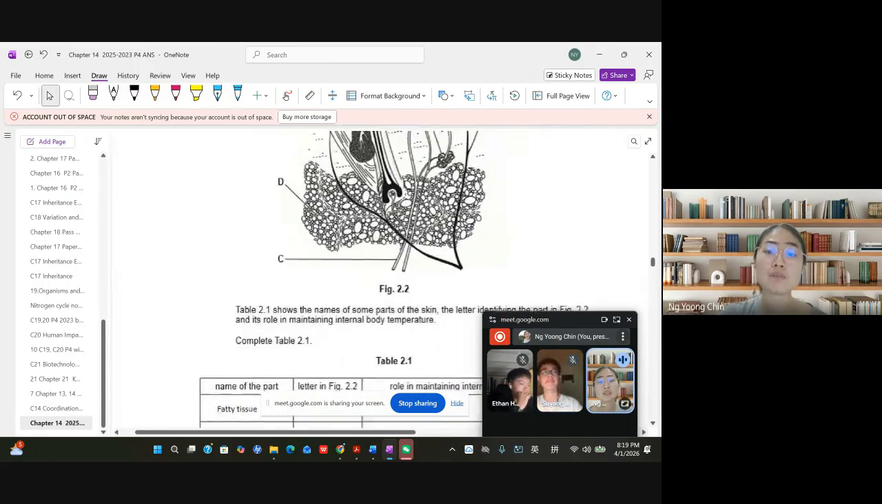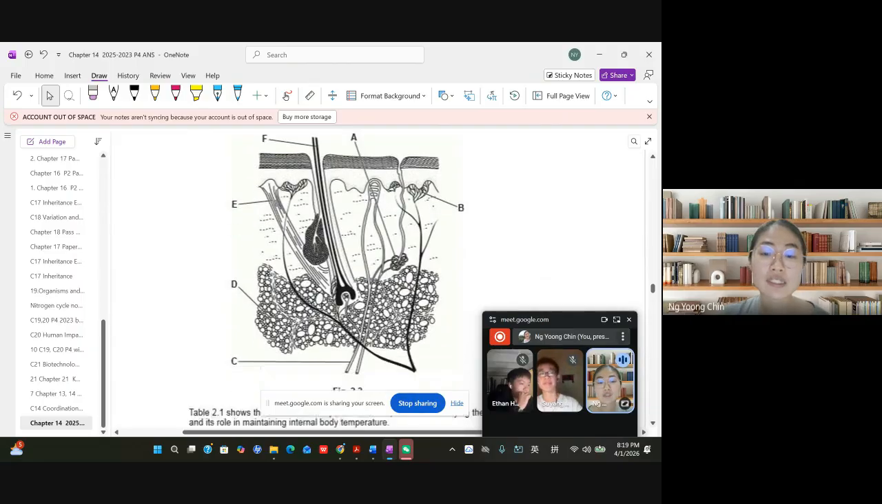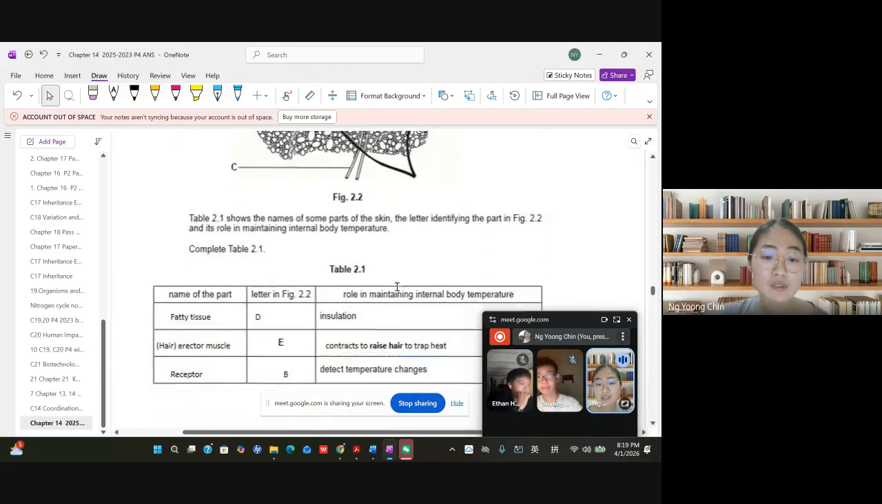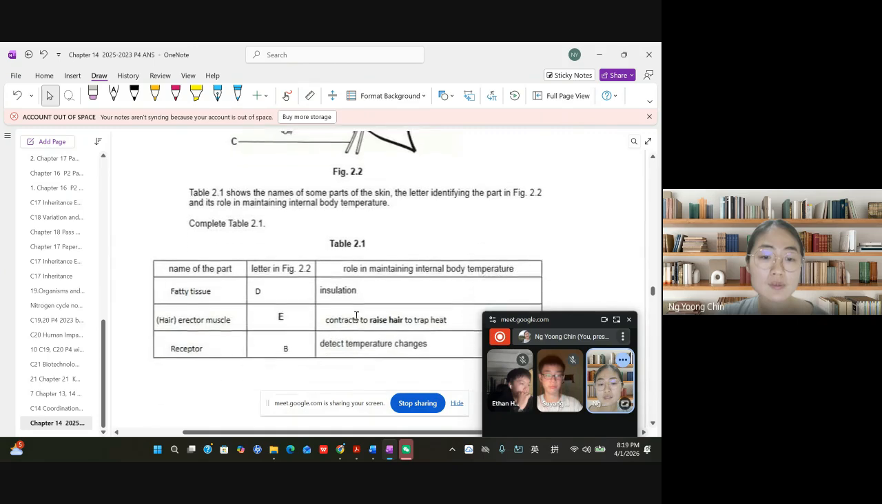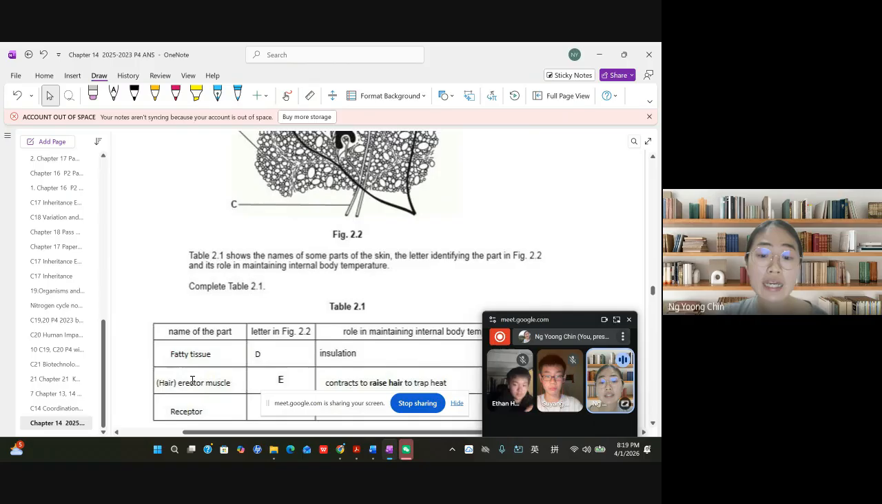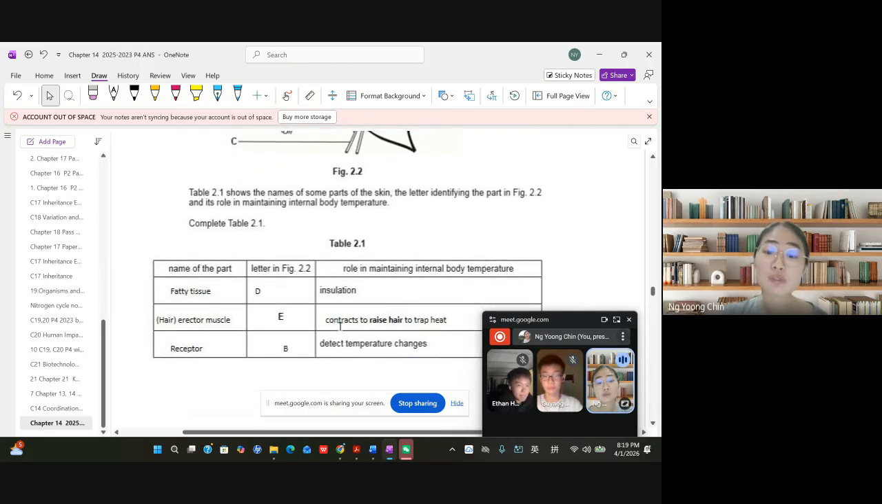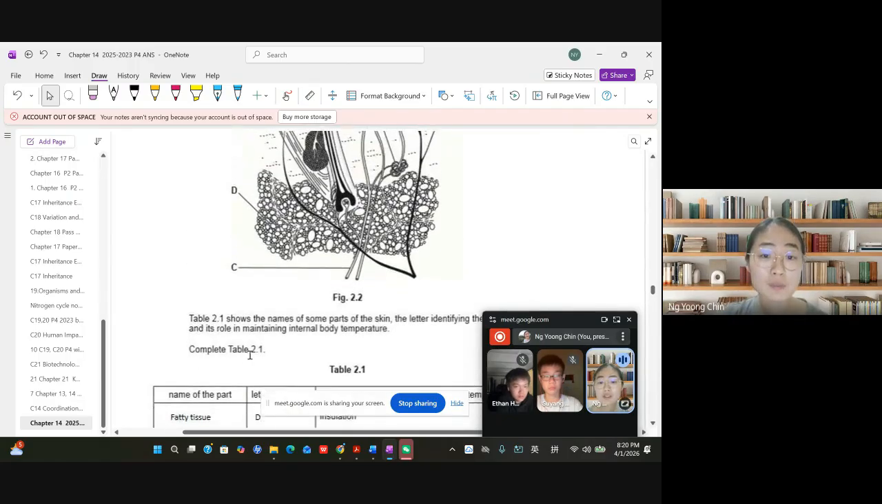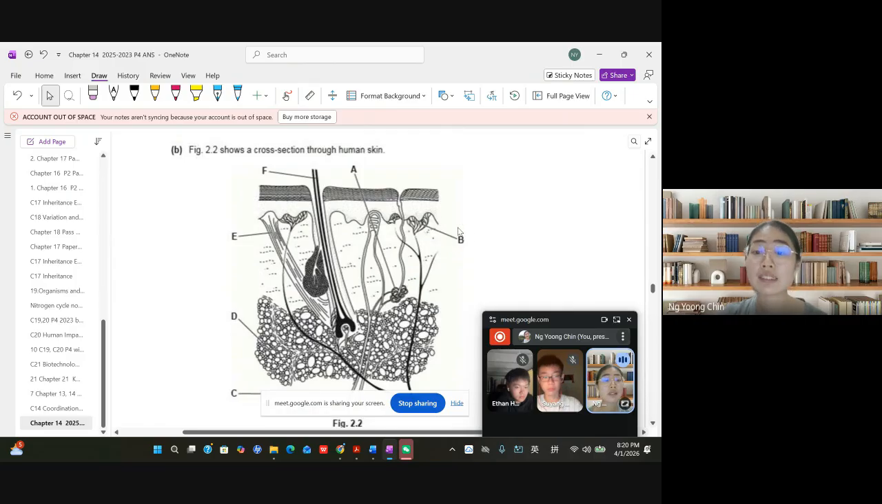Okay, so this is the same image again. You see this image, they repeat it a few times, so that's why you should know how to answer it. Fatty tissue is just for insulation. Fatty tissue, the subcutaneous fat, is insulation. And then the hair erector muscle will contract to raise the hair to trap the heat. When it contracts, the hair stands up, and when the hair stands up, it can trap heat. And then the receptor, which is B here. Sometimes they call B a receptor or a sensory neuron, because later it passes the impulse to the brain.